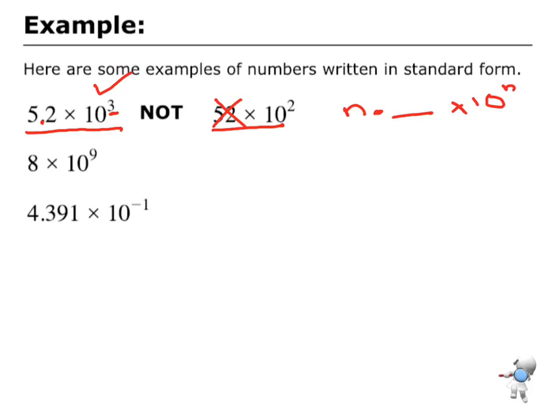The next one here, 8 times 10 to the power of 9. There's our decimal point straight after the 8. We don't write it, but it's there. And same with this one here, 4.391 times 10 to the power of minus 1. So we can have positive or negative powers.